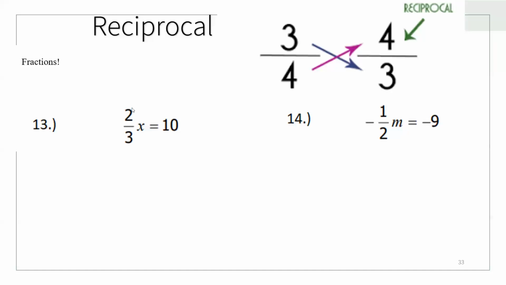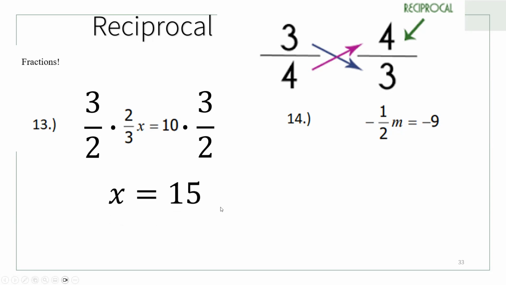Here we go. How to get rid of multiplying by 2/3? You multiply both sides by the reciprocal. What's the reciprocal of 2/3? 3/2. Whatever you do to one side, do the other side. This on the left ends up being 6/6, which is just 1x. 10 times 3 halves, do that in your calculator, you get 15.